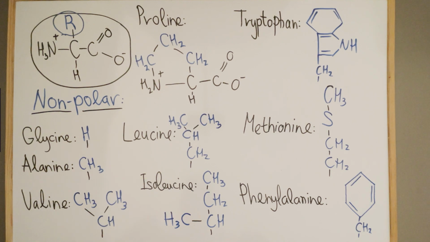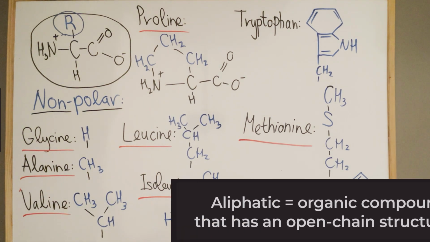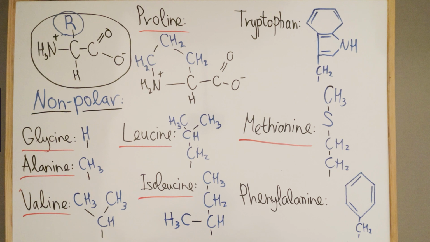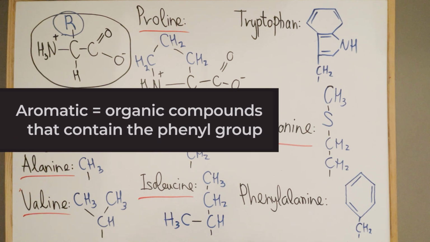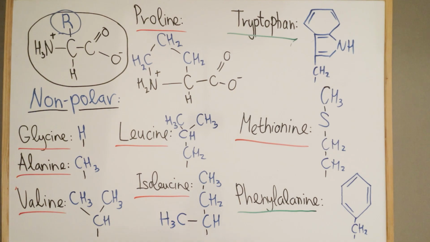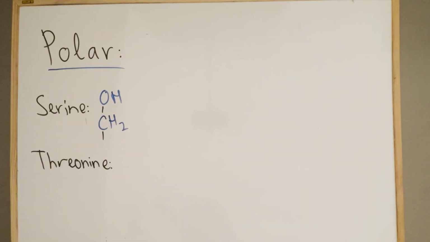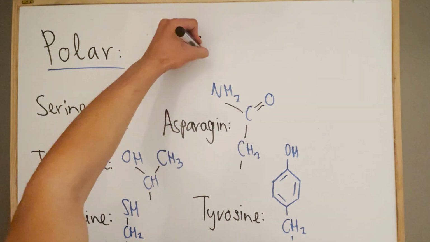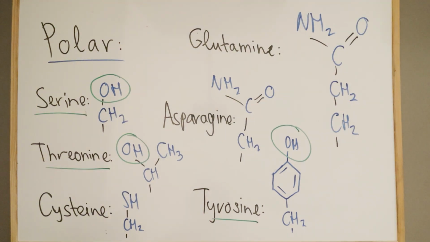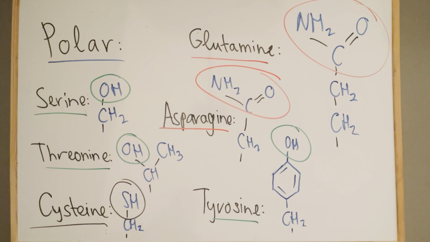Instead, they are mostly open hydrocarbon chains like glycine, alanine, valine, proline, leucine, and isoleucine. These are also called aliphatic side chains. There are also aromatic side chains in a nonpolar group, like tryptophan or phenylalanine. Now, polar side chains, in contrast, have functional groups, like hydroxyl group in serine, threonine, and tyrosine, sulfhydryl group in cysteine, or carboxamide group in asparagine and glutamine.